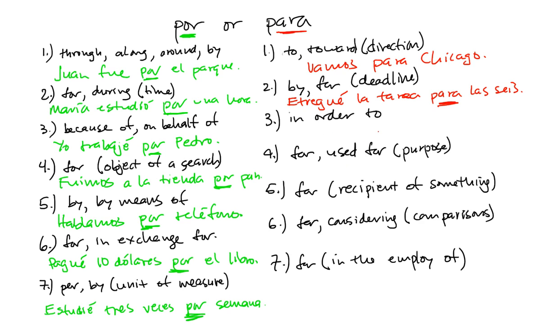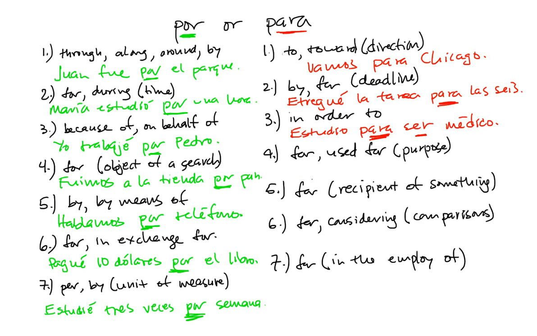In order to, this is a very common use of para, and it's when you're using para with an unconjugated verb, it renders the idea of in order to. Okay, estudio para ser, whatever, médico. Okay, I study in order to be, in order to become a doctor.